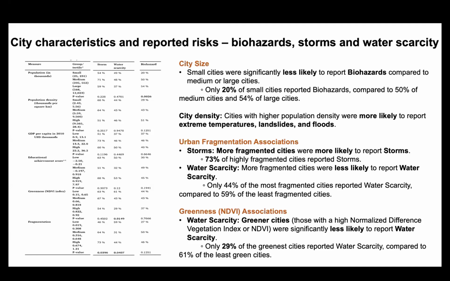Also, the urban fragmentation, which we understand here as uncontrolled growth: fragmented cities were more likely to report storms. But in more fragmented cities, we're less likely to see reports of water scarcity. We can think here about better water management, or at least more people specialized to deal with water issues. We also talk a lot about greenness and nature-based solutions when addressing climate change.